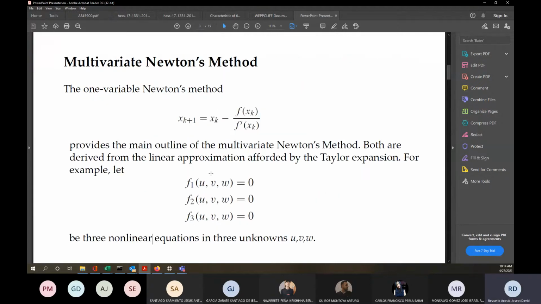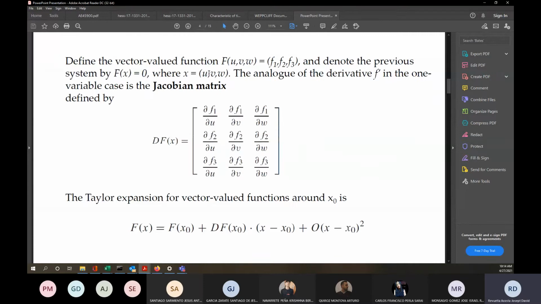So when we have more than one variable here, we have to compute something that we call the Jacobian. And the Jacobian is actually very straightforward, because each of the elements of the first row are the derivatives of the first function with respect to u, v, and w respectively. So if we have a function with three unknowns, we have to derive it once with respect to each of these variables, and that's going to be the first row. The same for function number 2 and the same for function number 3. So that's what we call the Jacobian.